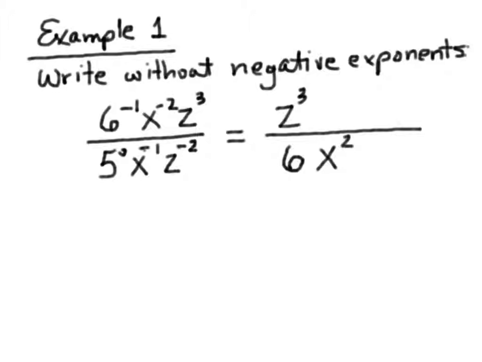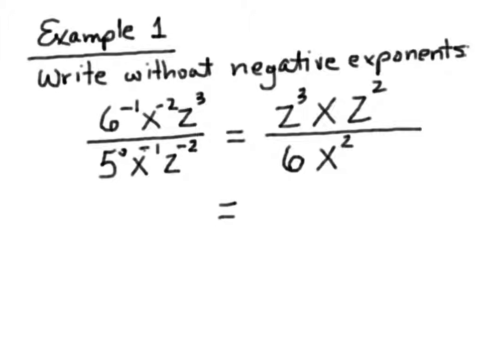5 to the 0. So what was the rule that we talked about? Anything raised to the 0 power is 1. So 5 to the 0 is 1. We don't need to write that again. We can just understand that it's there. Now in the denominator, we have an x to the negative 1. So we're going to bring that up to the numerator. No need to write the 1 because we understand it's there. And then we are going to bring that z to the negative 2 up to the top. Well, that's not simplified. We want to simplify it.